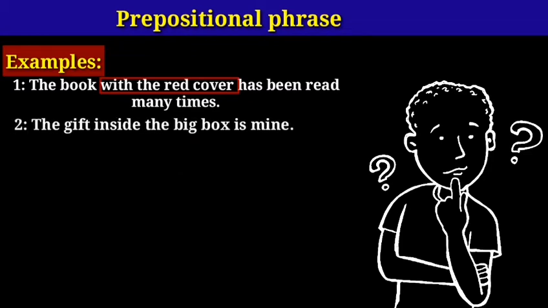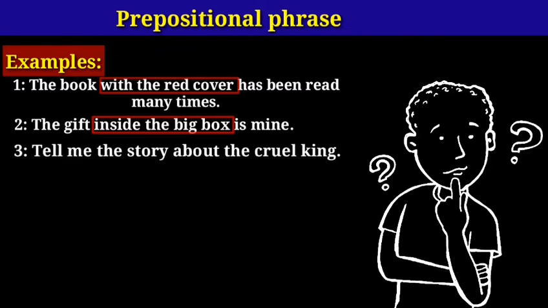The gift inside the big box is mine. Which gift is mine? Inside the big box. In this sentence, inside the big box is a prepositional phrase because it starts with a preposition, it is a group of words, and there is no subject-verb combination. So that is why it is a prepositional phrase. Tell me the story about the cruel king. In this sentence, about the cruel king is a prepositional phrase because it is a group of words, it starts with a preposition and there is no subject-verb combination. So that is why it is a prepositional phrase.